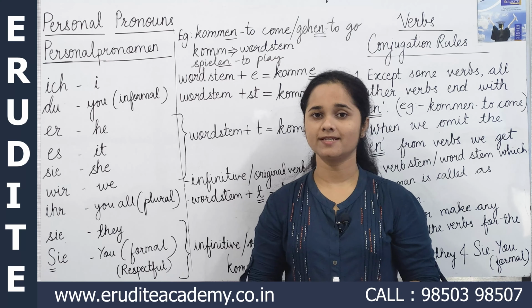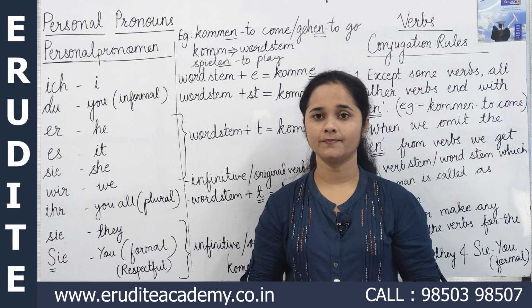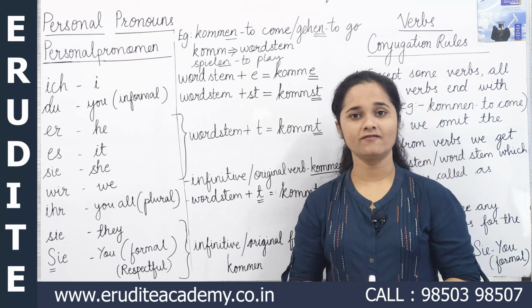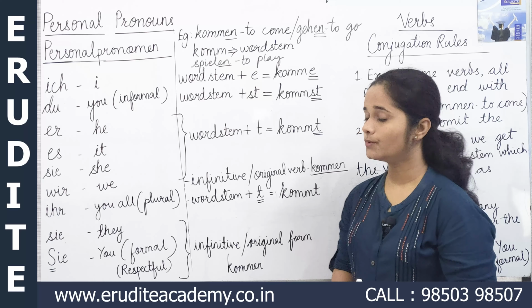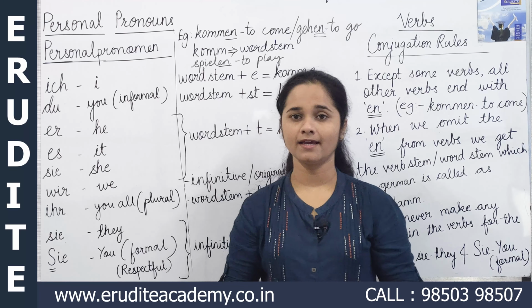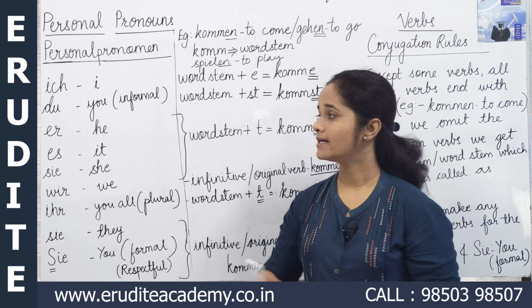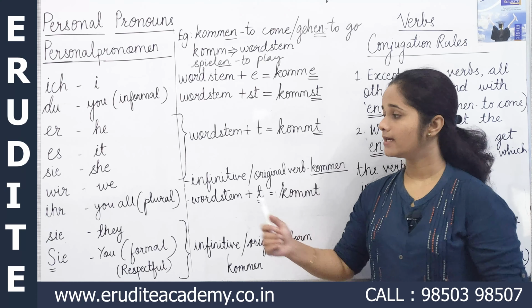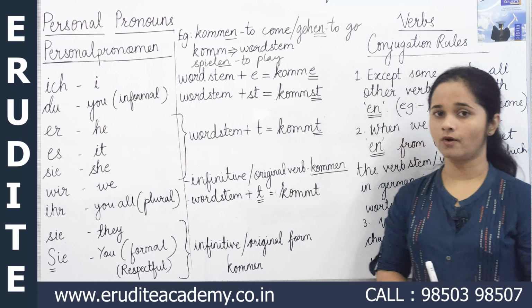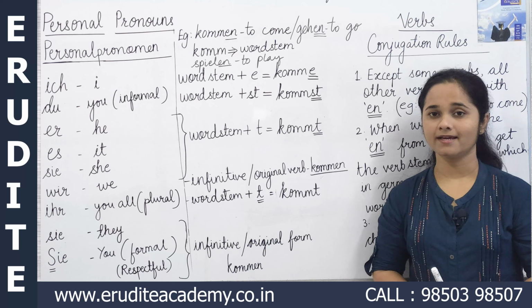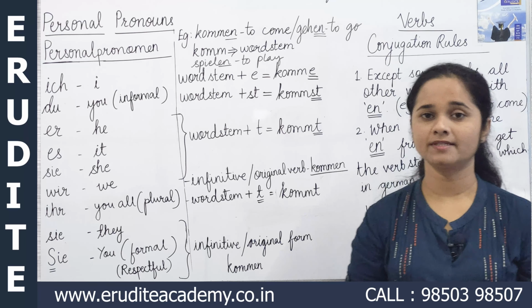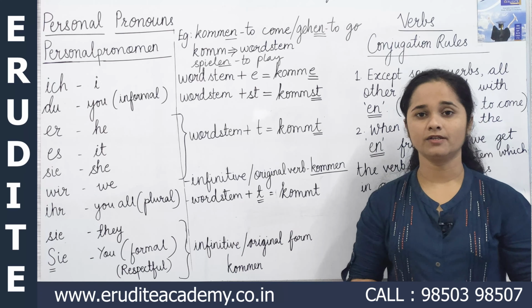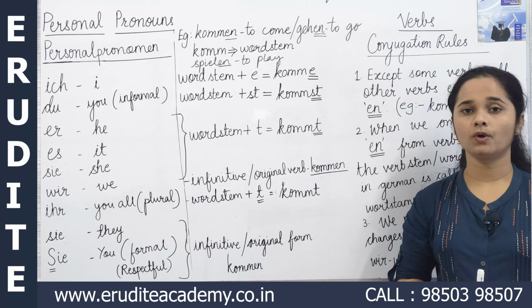In German we call the personal pronouns Personalpronomen. So the first is ich, du in the informal form, that is you. Er means he, es means it, sie means she, wir is we, ihr is you all, that is the plural form, and sie is they, and the last Sie, which you see with the S capital, means you in the formal form. With this, I will tell you the basic things you should know about the verbs.